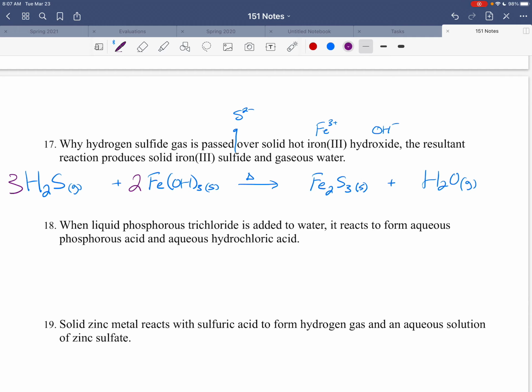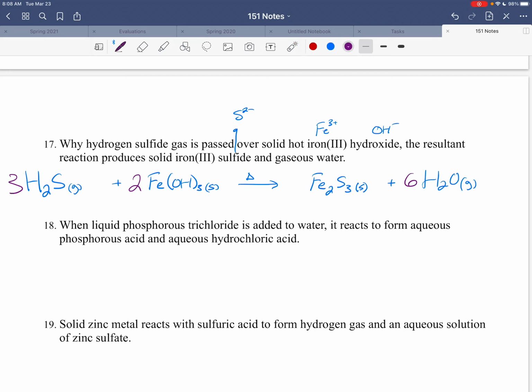And so now I have 6 hydrogens and 3 times 2 is 6 hydroxides. So that should make 6 waters. And let's check. 6 and 6, 12, 12. 3 sulfurs, 2 irons, 6 oxygen, 6 oxygen. Works.